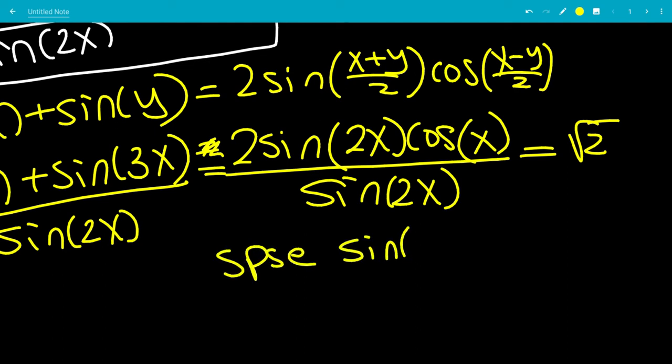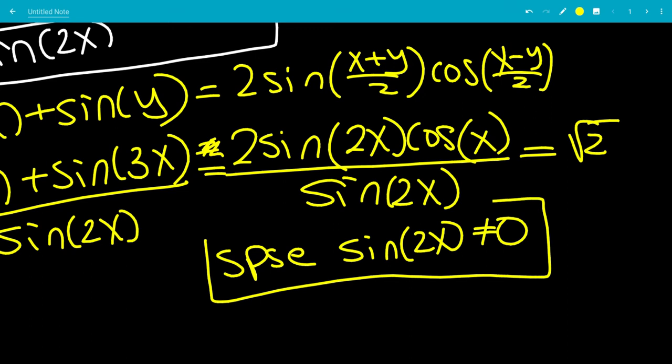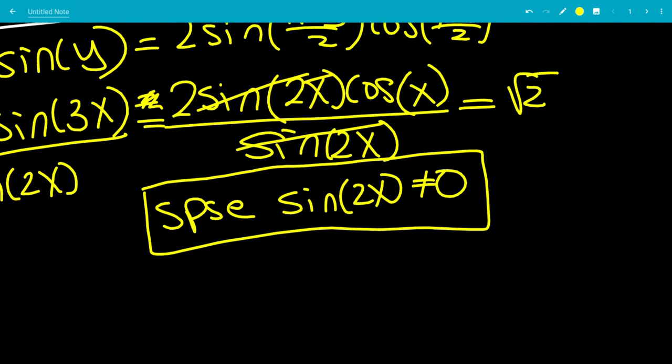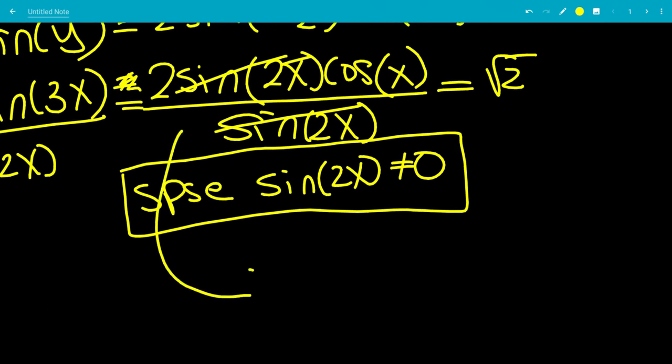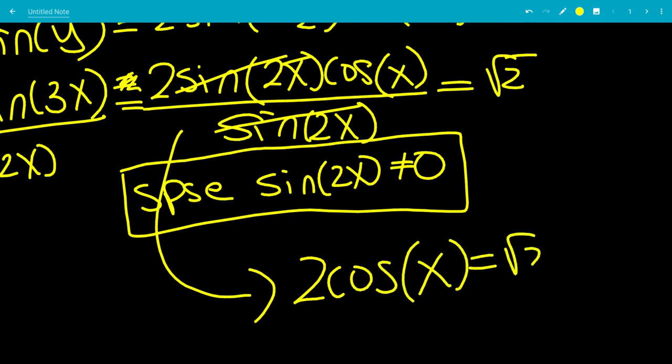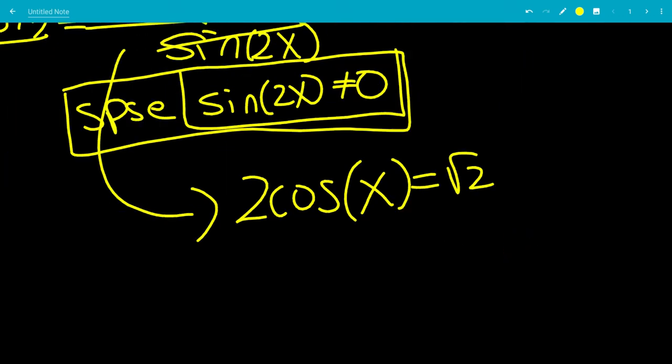Okay. So now we're going to suppose something interesting. Suppose sine of 2x does not equal 0. So why do we want to do this? Because if we have 0 over 0, we have problems. So let's cancel sine of 2x out on top and bottom, but then we have to have that sine of 2x does not equal 0, because 0 over 0 is not equal to the square root of 2, or a number. Okay, so once we cancel these things out, we get that 2 cosine of x equals the square root of 2, and we're going to have to check this at the end.